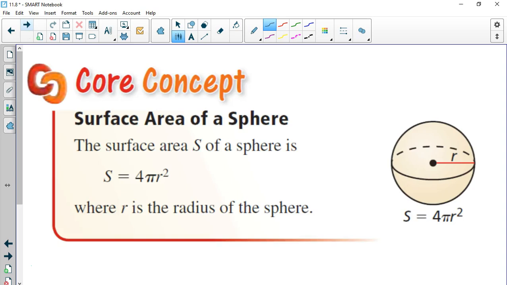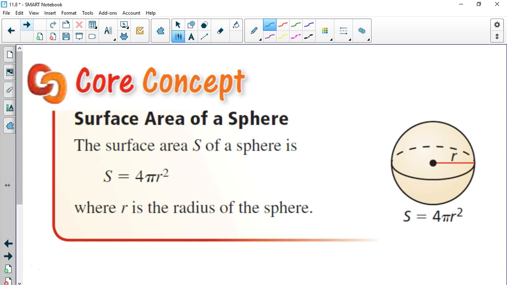So, core concept, new formula, surface area of a sphere. So, think about a ball, okay, a tennis ball. It's got that rubber, you know, have you ever had a dog chew off the yellow part of the tennis ball? That's the covering of that rubber ball underneath. Well, the surface area is how much of that yellow felt it takes to cover that rubber ball to make it into a tennis ball.